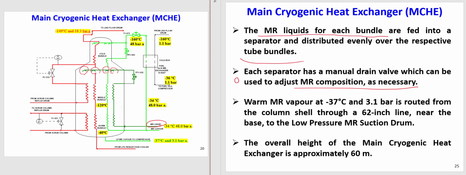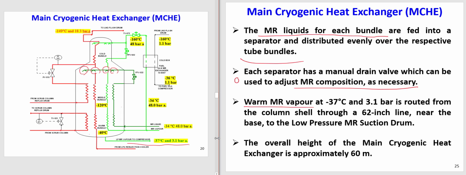But just by adjusting the valve, we can change the composition. It's a manual valve. Warm mixed refrigeration vapor at minus 37 and 3.1 is routed from the column shell through a 62-inch line near the base to the low pressure mixed refrigeration cycle. So the warm is talking about this part here.